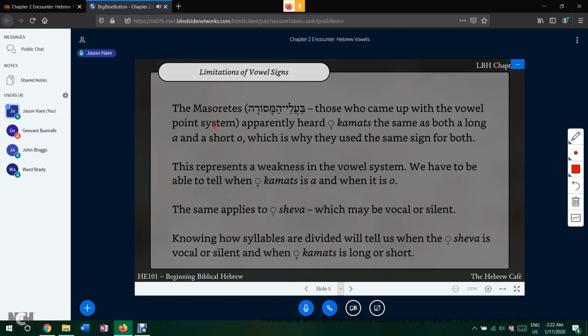All right, this is where I explained that a little bit. The Masoretes apparently heard Kamatz the same as both long A and short O, which is why they use the same sign for both. This represents a weakness of the vowel system. We have to be able to tell when Kamatz is A and when it is O. The same applies to Shva, which may be vocal or silent, and we'll go over the rules of that. So knowing how syllables are divided will tell us when Shva is vocal or silent and when Kamatz is long or short. It's kind of what we talked about a few minutes ago.